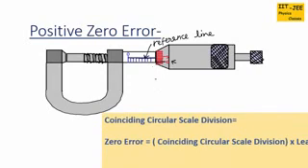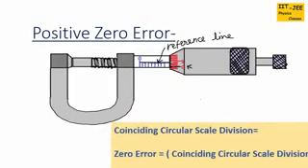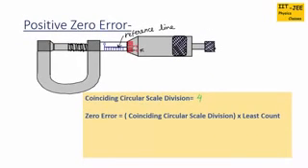For that, first of all, we are going to find the coinciding circular scale division. That means the circular scale division which perfectly coincides with this reference line. So this line perfectly coincides: 1, 2, 3, 4. This is the fourth division. So the fourth circular scale division perfectly coincides with the reference line.